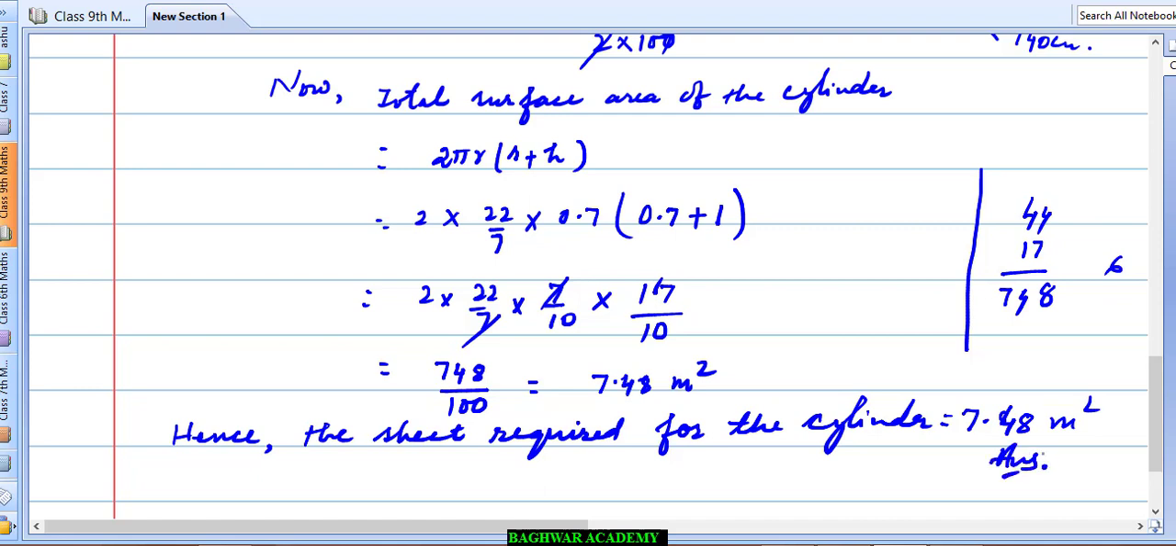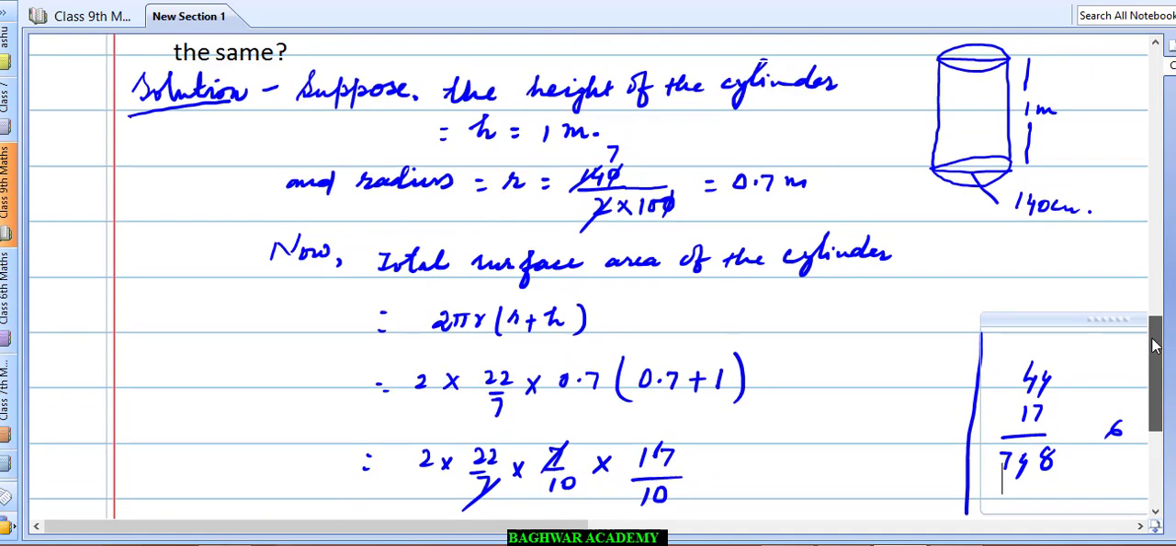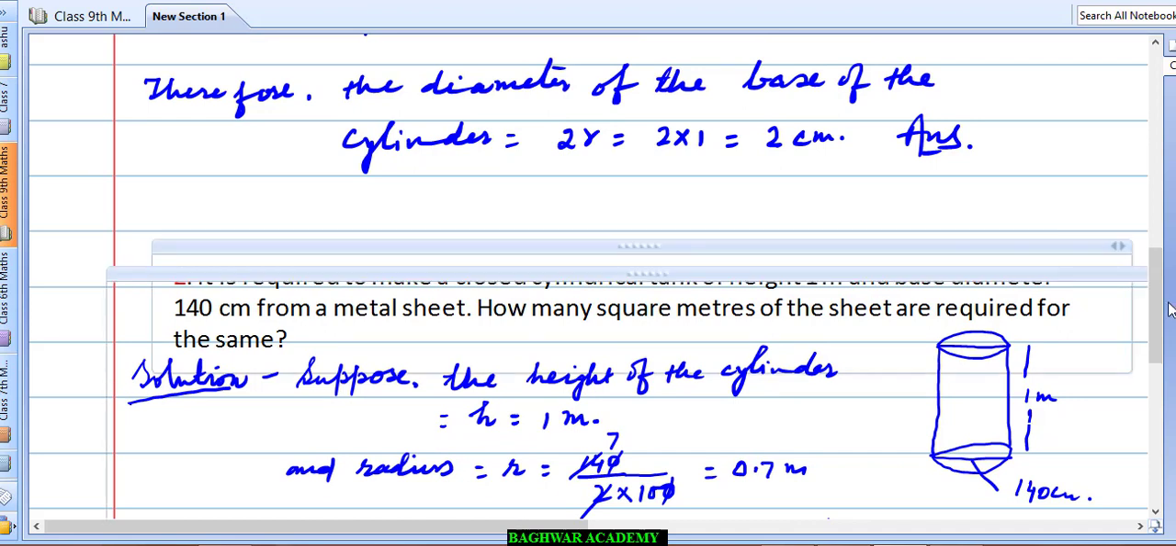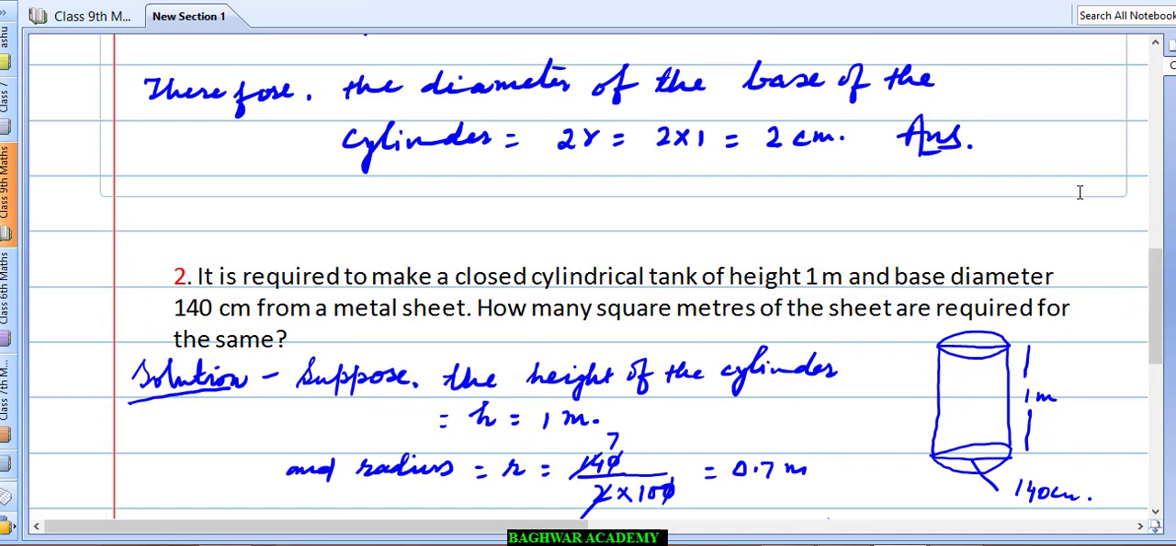So in this way, just go through the rest of the questions and try to solve. And before this, as it was told, go through the sample questions from R.S. Agrawal, so you will be able to understand easily and solve easily.